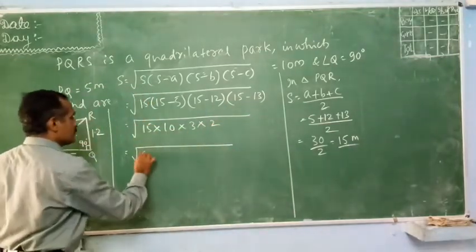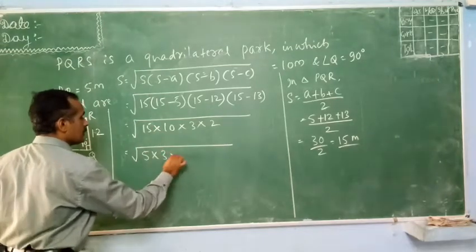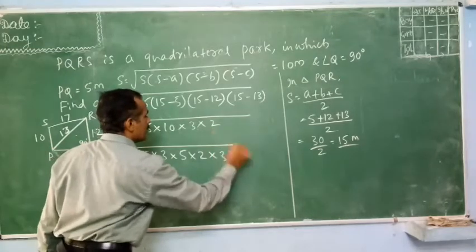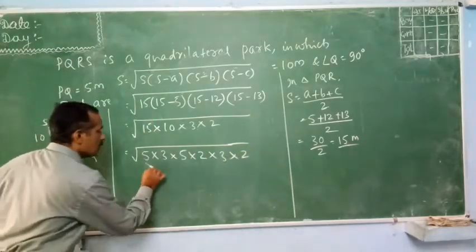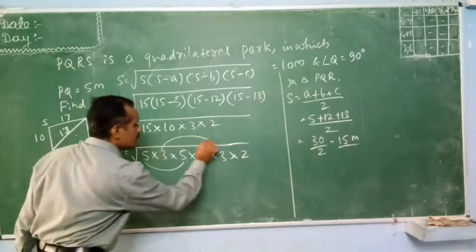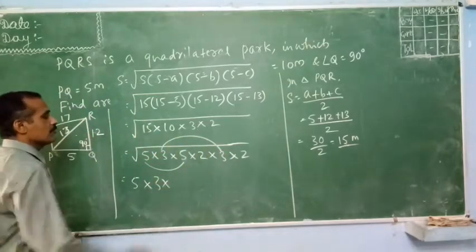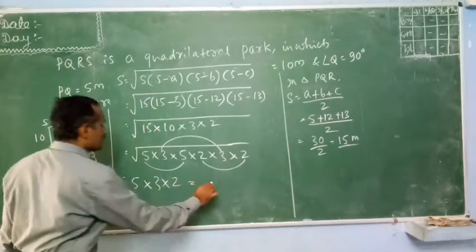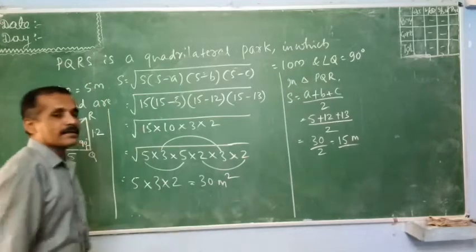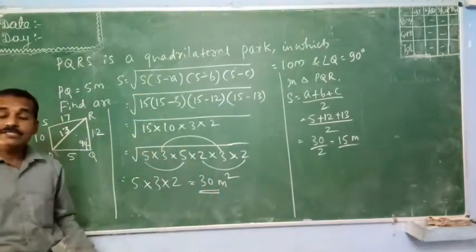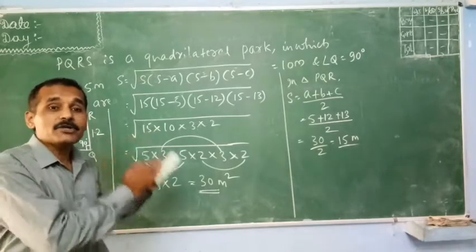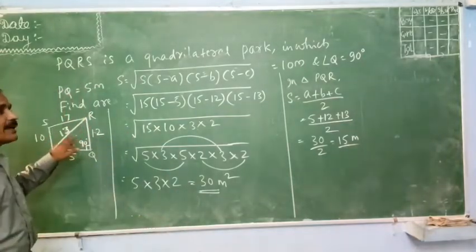I can write this: 5 3s are, this says 5 2s are into 3 into 2. 3 5s are there, 1 5 will come out; 2 3s are there, 1 3 will come out; 2 2s are there, 1 2 will come out. 15 2s are 30 meters square is the answer. Answer for what? This is the answer of the one part of the quadrilateral, means one triangle I got.